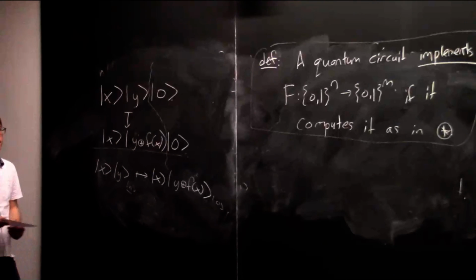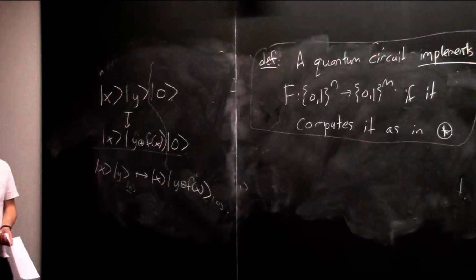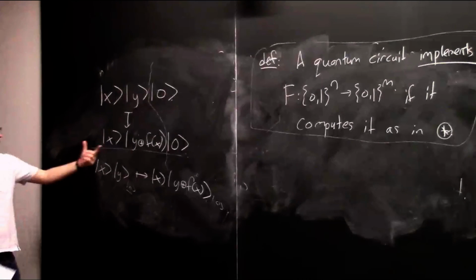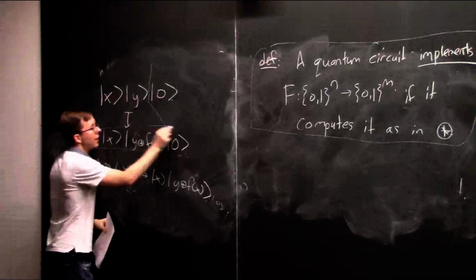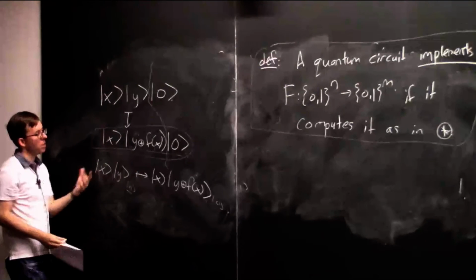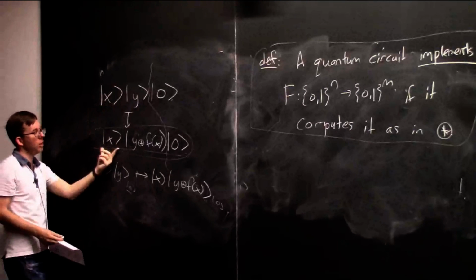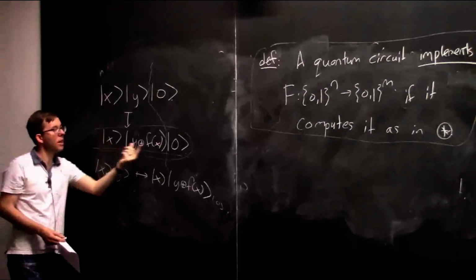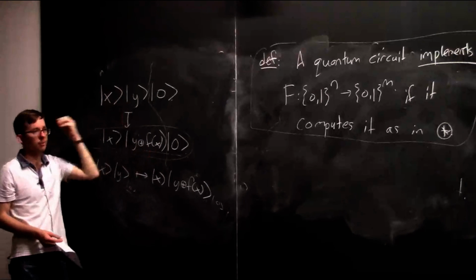Mm-hmm. So how is this still reversible? Because if f is like AND, then haven't you lost information? That's a great question. How is this still reversible? Partly because you still have x. So if I give you this, even if f is very irreversible, like it doesn't even have to have the same number of inputs and outputs, it could be many to one, you can recover this because you know x. And once you know x, you know f of x. And therefore, by XORing it in, you can recover y.